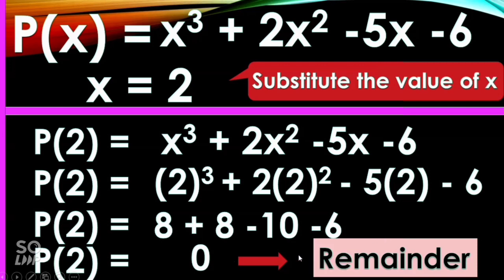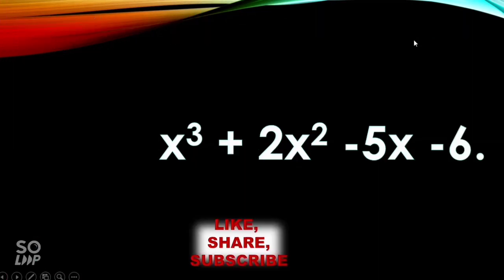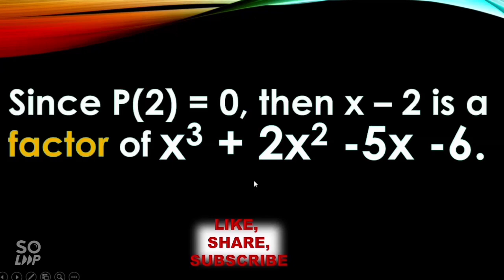Again, pag 0 ang remainder, ibig sabihin, ang x minus 2 ay factor ng polynomial natin. Okay? So, again, since p of 2 is equal to 0, then x minus 2 is a factor of x cubed plus 2x squared minus 5x minus 6.